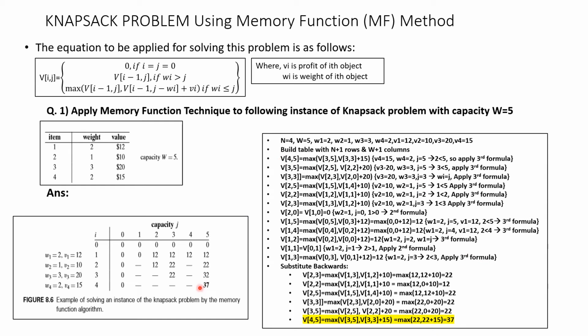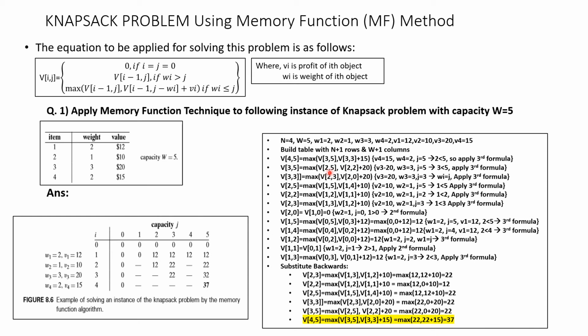Start with the last box, V4 comma 5. Fine. You start with the last box. You see which formula is applied. In this case, weight was 2 and J was 5. So 2 is less than 5. That is W is less than J. So apply the third formula. You will get an equation like this: max of V3 comma 5, V of 3 comma 3 plus 15. Now in this V3 comma 5 is not known. So calculate that. V3 comma 3 is not known. So calculate that.